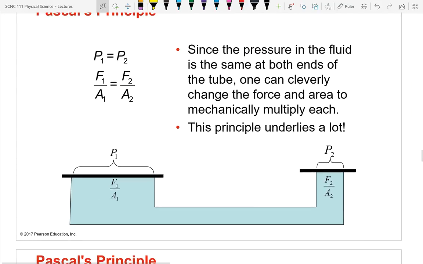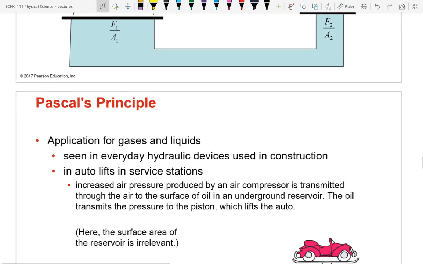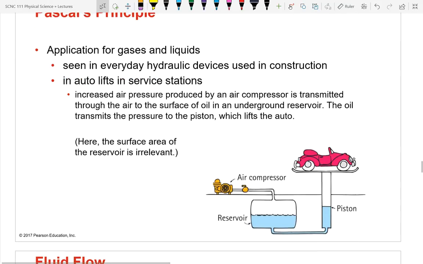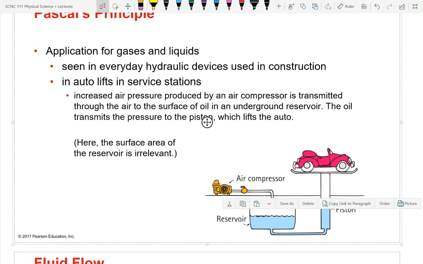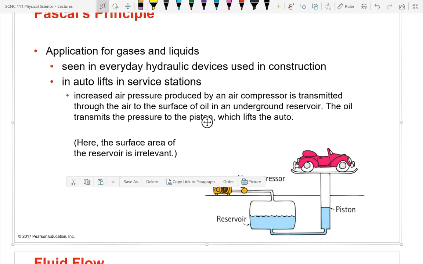And so, yes, this is showing exactly what I just wrote. Pressure 1 is pressure 2, force 1 over area 1 is force 2 over area 2. And there's a picture showing how you use the lift at the garage. It's using the air compressor to compress the fluid that we use in the reservoir. So now when you go to the garage and you see that lift, you can say, oh yeah, I totally understand how that's going, right?